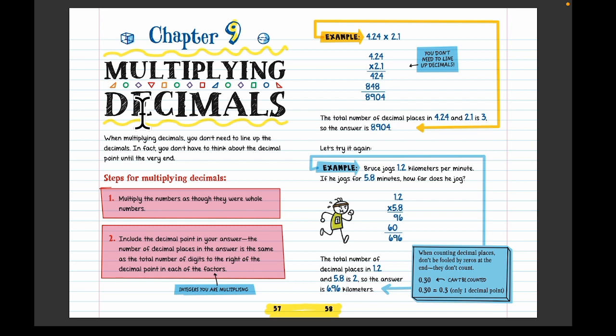When counting decimal places, don't be fooled by zeros at the end. They don't count. Only one decimal point.